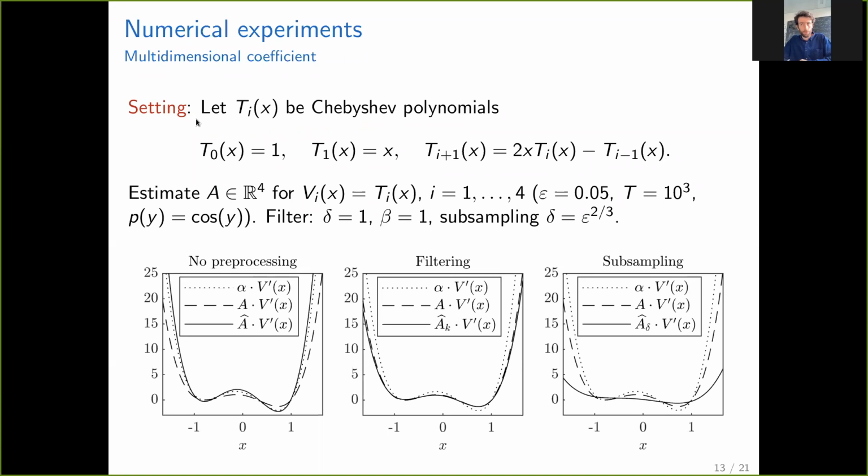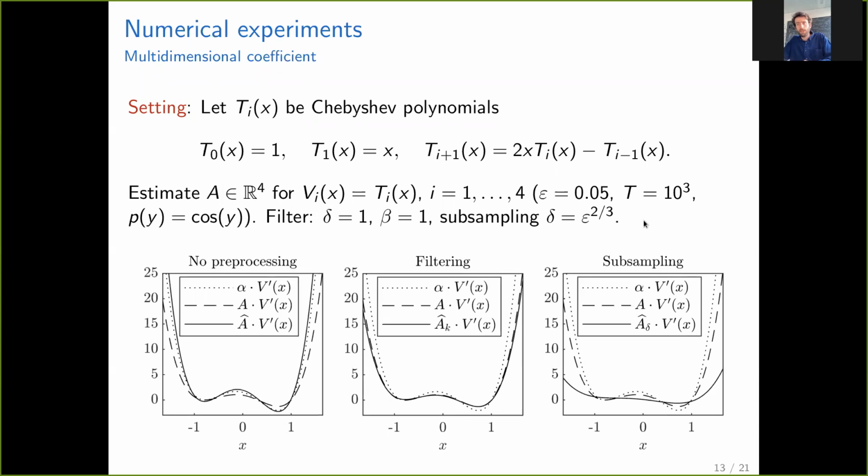As you may know, the Chebyshev polynomials of the first kind are given by this recurrence relation. So we have 1, x, and then just this recurrence relation for 3 onwards. We want to estimate the drift coefficient when the slow scale potential is given by a sum of the first four Chebyshev polynomials multiplied by some coefficient. And we take the filter to be implemented just with delta equals 1, beta equals 1.